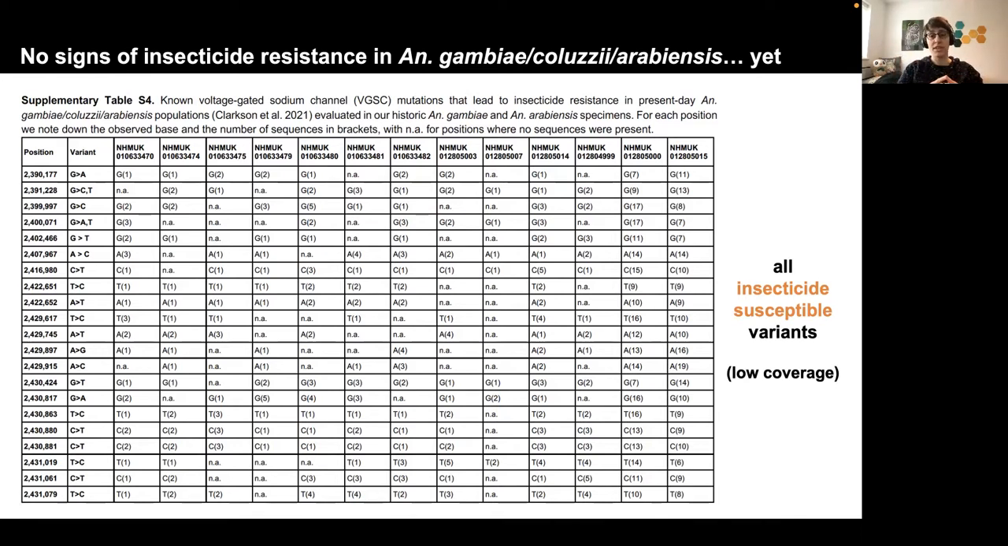Of course, we would need more coverage, or we would need more samples from these locations and these time points and other time points to make sure that we have the population coverage for that. Or insecticide resistance just started much later than we expected to. Plus, a lot of these samples were actually from the 30s and 40s when there was no insecticide available.